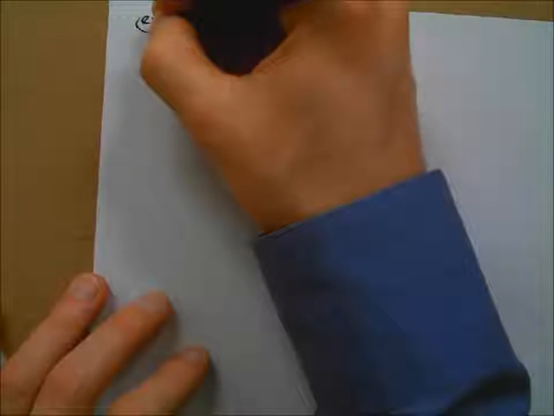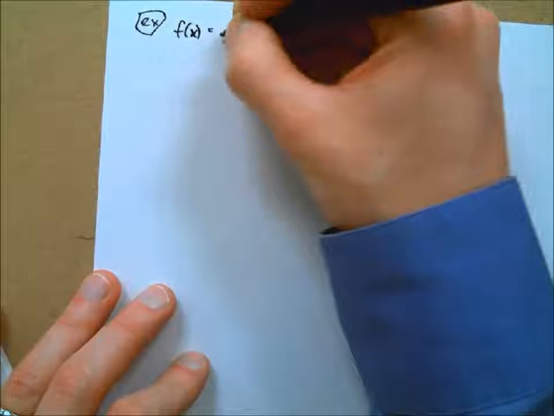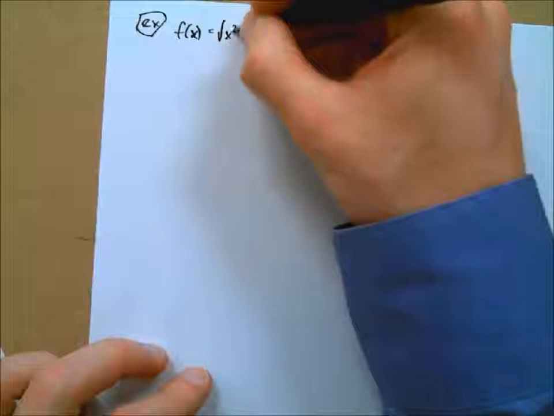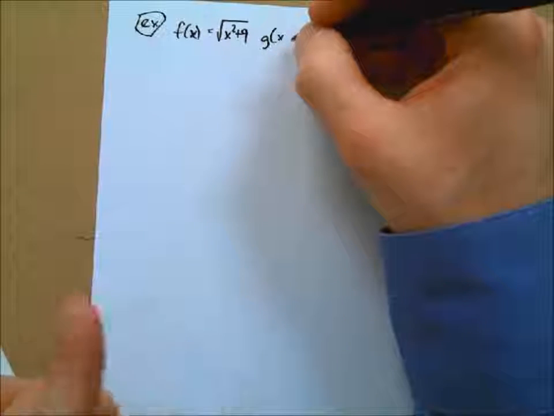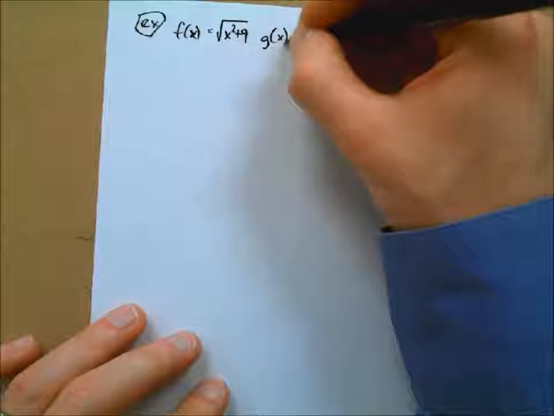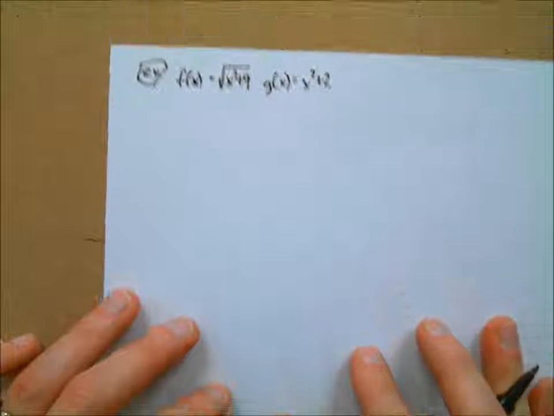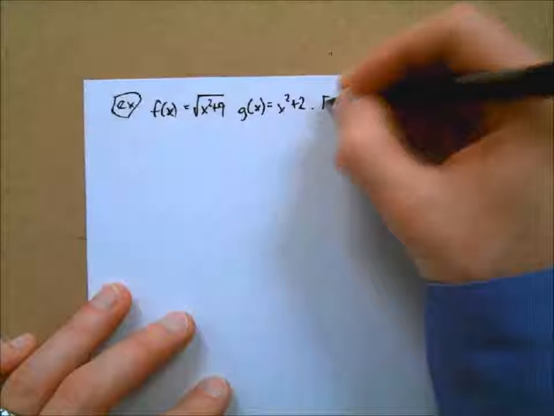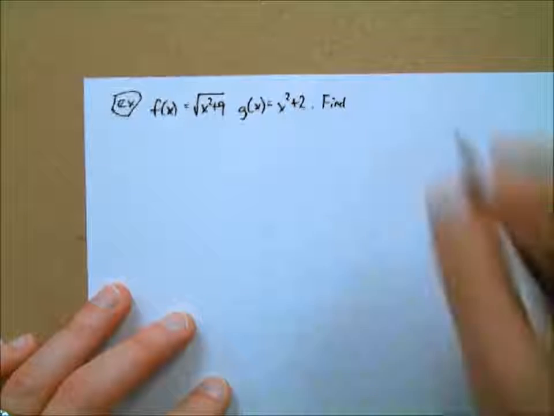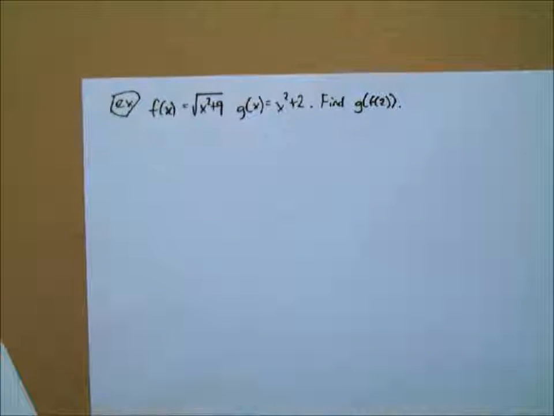So we can, in addition to composing functions, also evaluate composed functions as well. As an example, let's say we've got f of x equal to the square root of the quantity x squared plus 9. Let's say g of x equals x squared plus 2. And let's find g of f of 2, like so.